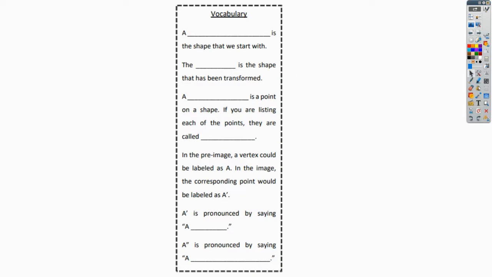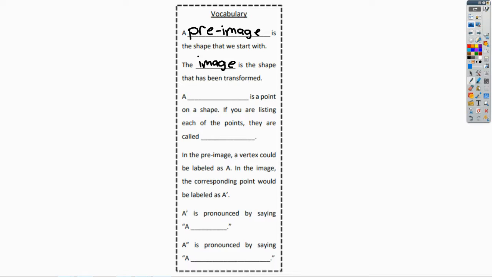So if we look at our vocabulary, let's just remember that we originally start with our first shape, and that is called a pre-image. It is the shape that we start with. The image is the new shape that has been transformed. So we start with the pre-image, we do some type of transformation, and then we get our image.